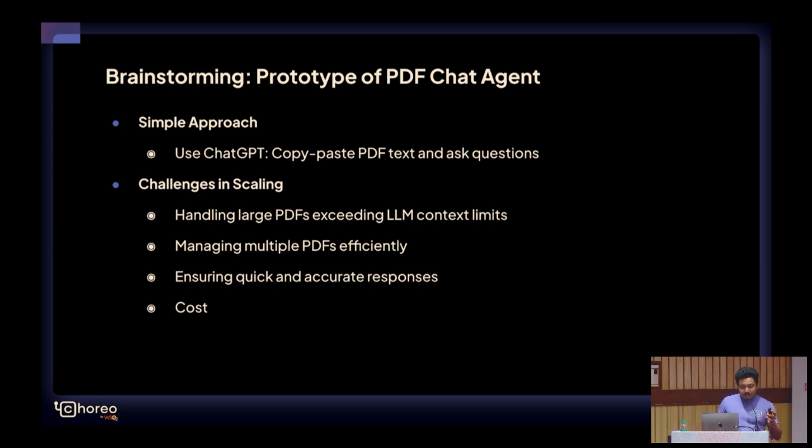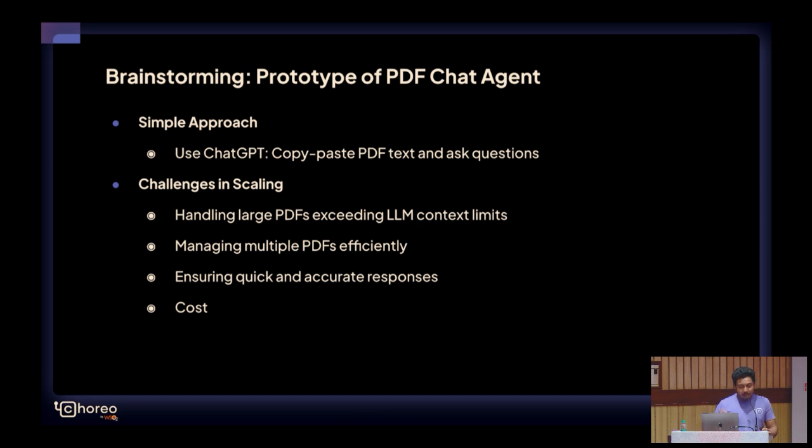But the problem is there are a lot of challenges when you try to scale that. For example, the PDF can be very large, so maybe ChatGPT's context window might not be able to handle that PDF. And also, you need to handle multiple PDFs now, so you can't just manually copy paste all the PDFs one by one. So there is that scalability issue. And also, with an LLM, if you have large prompts and large data input, then it will take a lot of time to give you a response, and also the accuracy will be significantly reduced. So there is that problem as well.